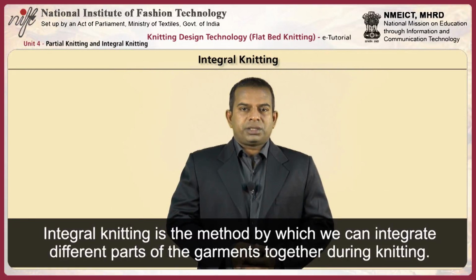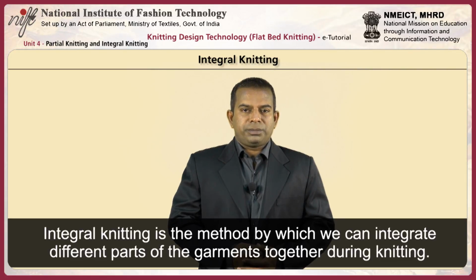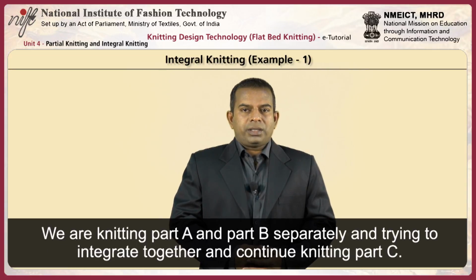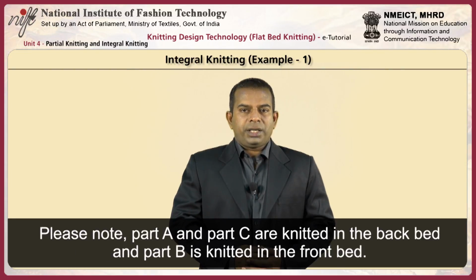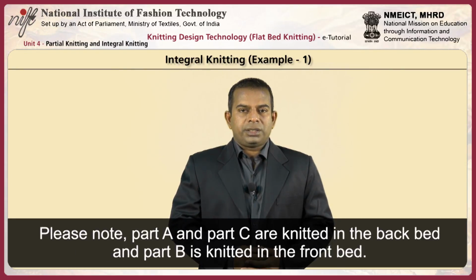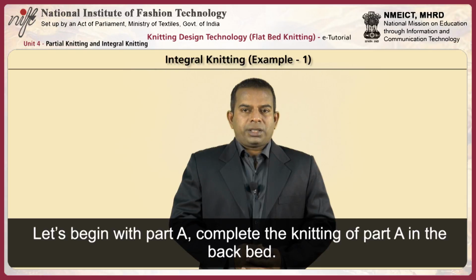Integral knitting is the method by which we can integrate different parts of the garment together during knitting. We are knitting part A and part B separately and trying to integrate them together and continue knitting part C. Please note, part A and part C are knitted in the back bed and part B is knitted in the front bed. Let's begin with part A.